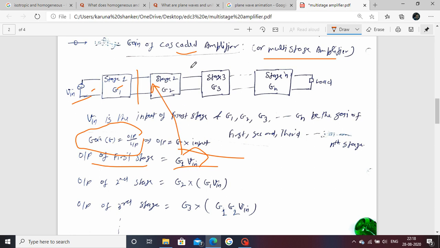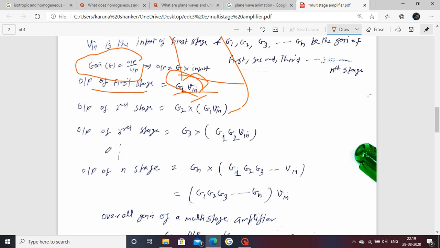Now calculate the output of the second stage. In a similar way, the output of the second stage is G2 multiplied by its input. The input is this value, and the gain is multiplied with this value. Then the output comes here. This output is then the input of the third stage, and similarly the output of the third stage comes in this form.